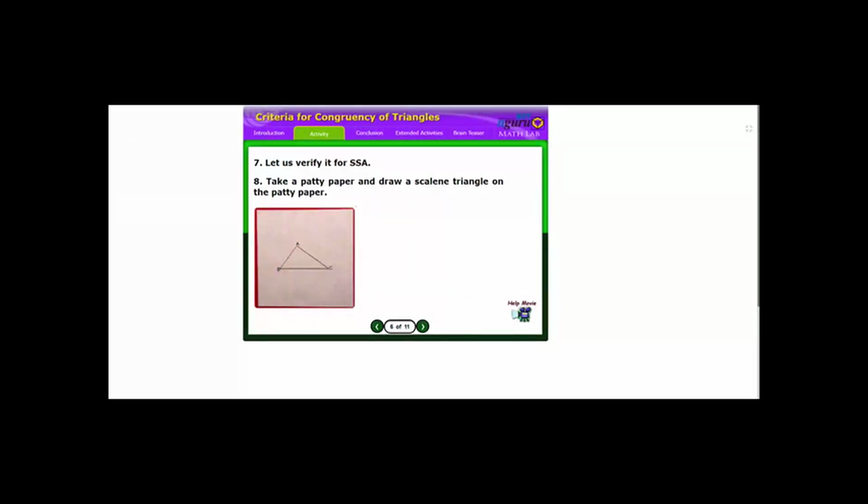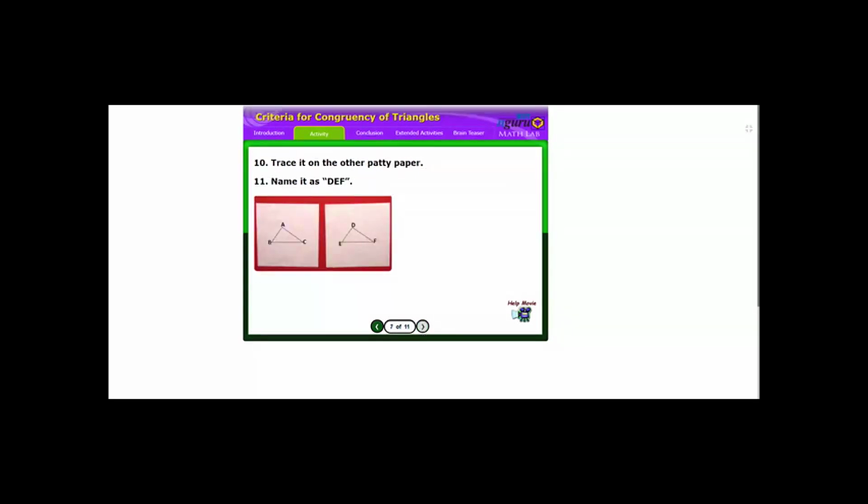On that paper, you have to draw one scalene triangle. What is a scalene triangle? All sides are different. Sides are not equal. Correct. Now, tracing on the other patty paper. Tracing means, what will you do? To draw the exact same copy of the diagram. Yes, you'll take a copy of this by writing over the same line and name it as DEF.